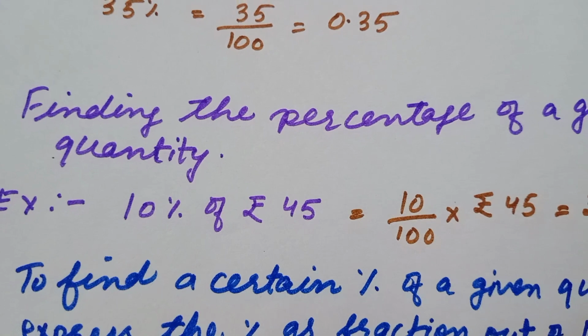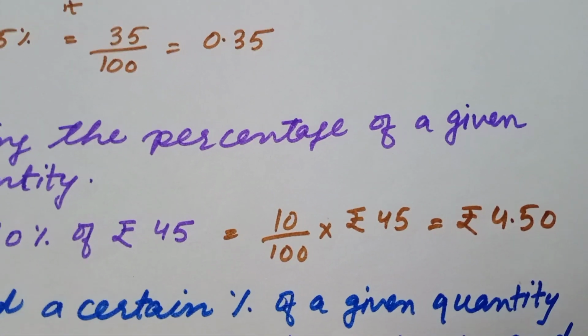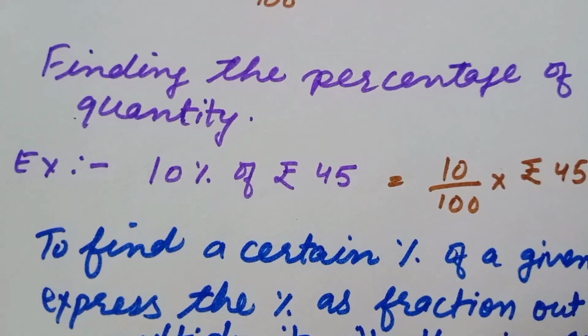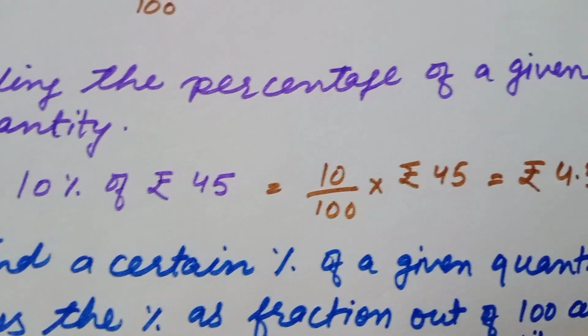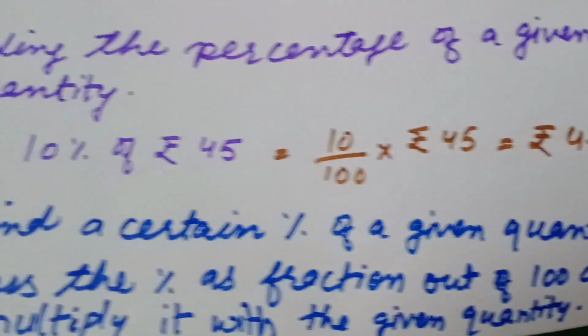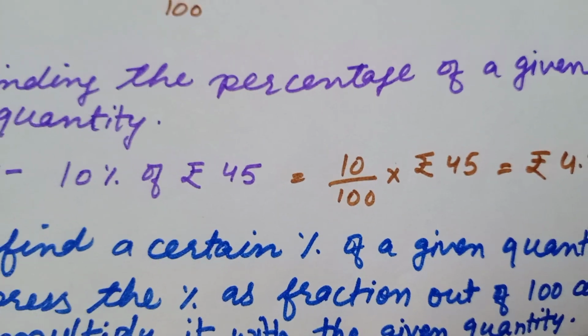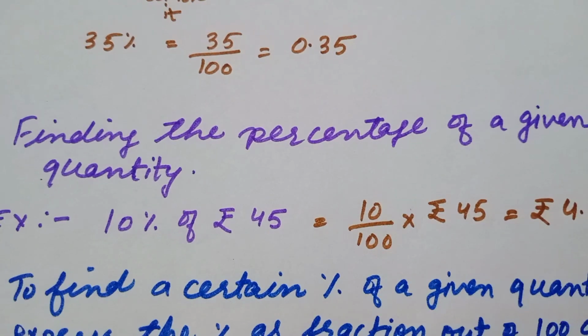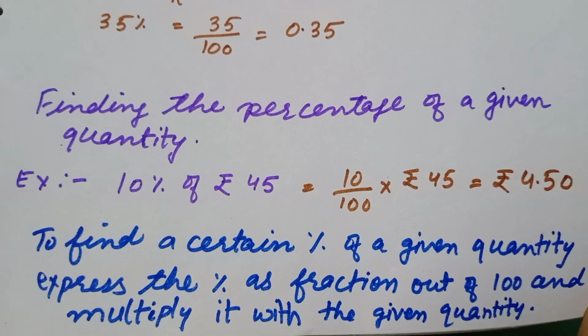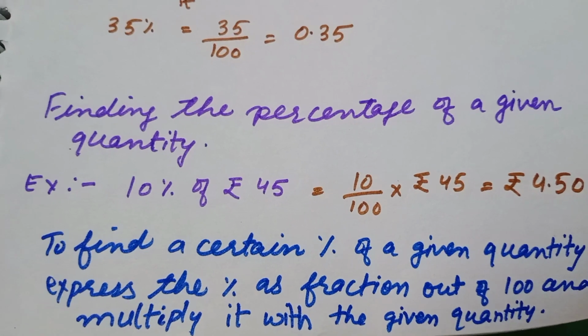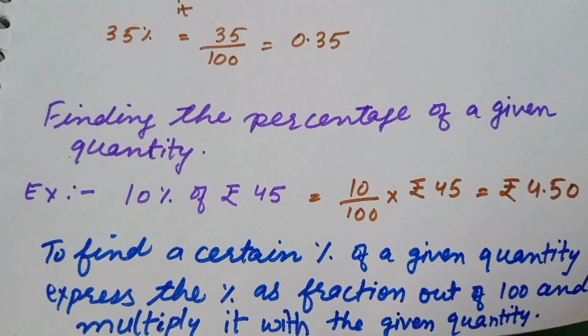So to find a certain percentage of a given quantity, express the percentage as a fraction out of 100 and multiply it with the given quantity. So let's discuss more about it by solving problems based on percentage, fraction and decimal.